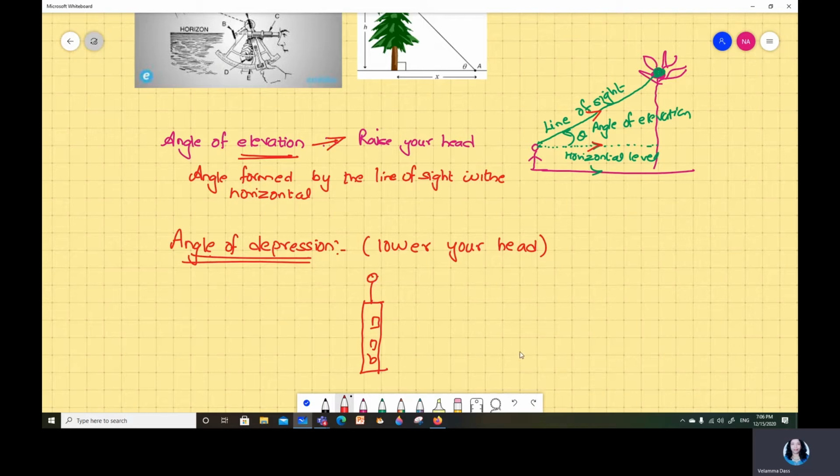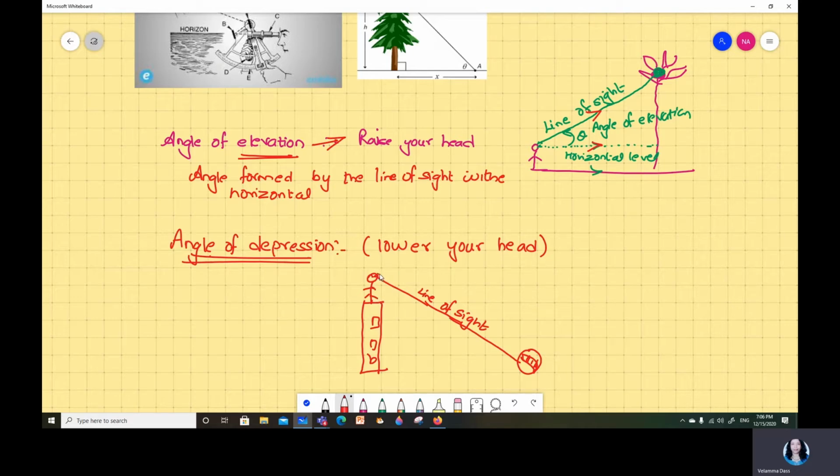And now you're observing, suppose your ball has fallen down, you're playing on the terrace and your ball has fallen down, and now you're observing the ball. So now this is your line of sight. So you have lowered your head to see the object which is at the ground level where you're standing, correct? So here this is a line of sight.